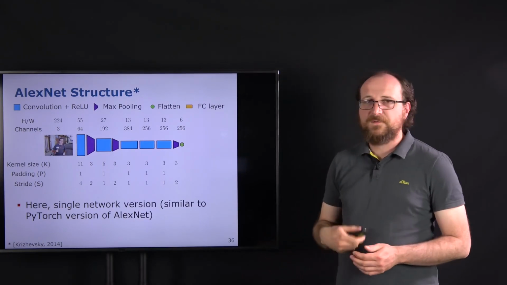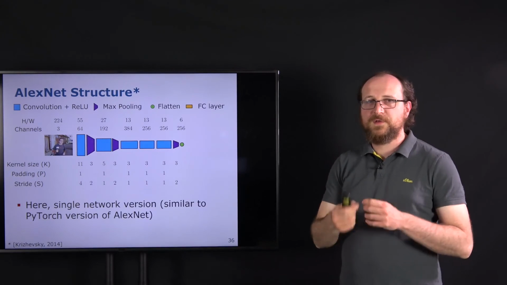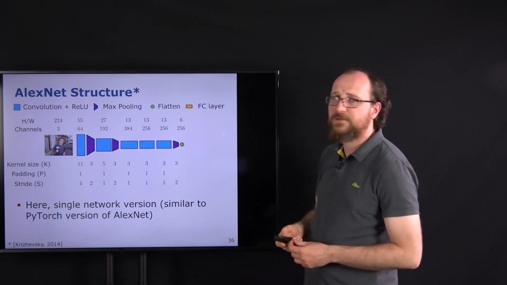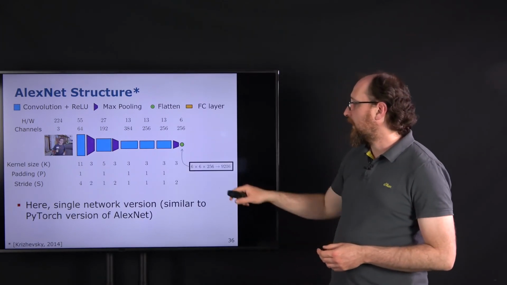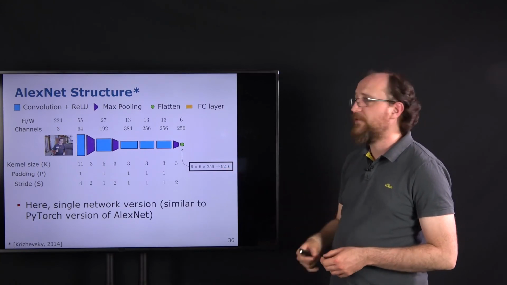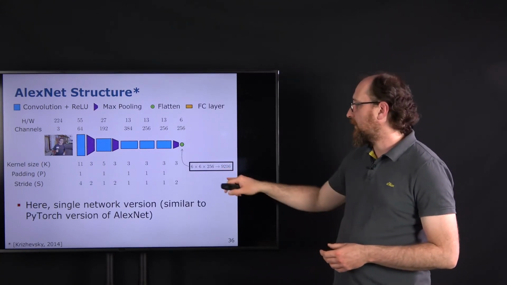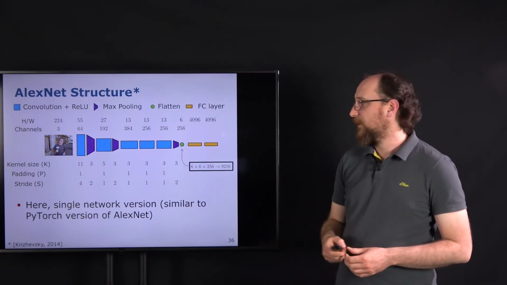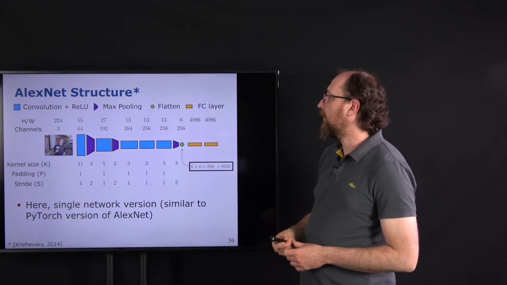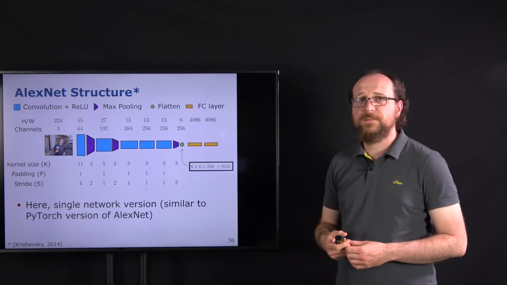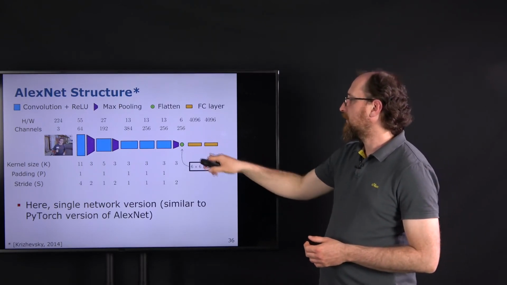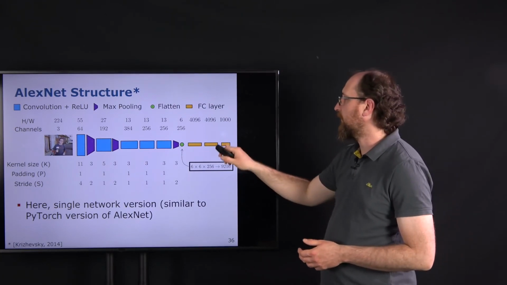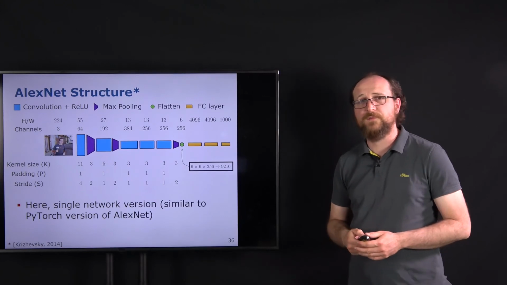Then comes the flattening operation, which is basically just turning this 256 by 6 by 6 tensor into a 9216 dimensional vector. This 9216 dimensional vector is then put into a fully connected layer, and out comes a 4096 dimensional vector, which is then put again into a fully connected layer. And then we have in the end the 1000 classes. These are the class scores that we want to have for the ImageNet dataset.